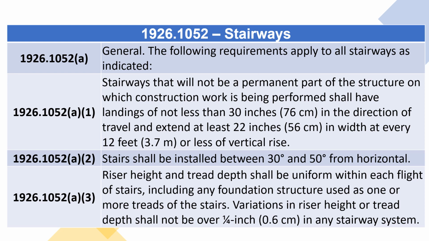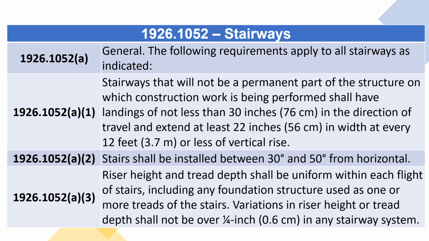1926.1052(a)(1). Stairways that will not be a permanent part of the structure on which construction work is being performed shall have landings of not less than 30 inches, 76 centimeters in the direction of travel and extend at least 22 inches, 56 centimeters in width at every 12 feet, 3.7 meters, or less of vertical rise. 1926.1052(a)(2). Stairs shall be installed between 30 degrees and 50 degrees from horizontal.